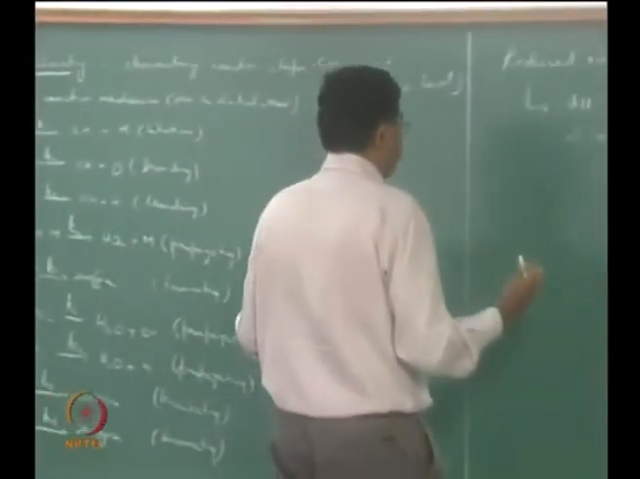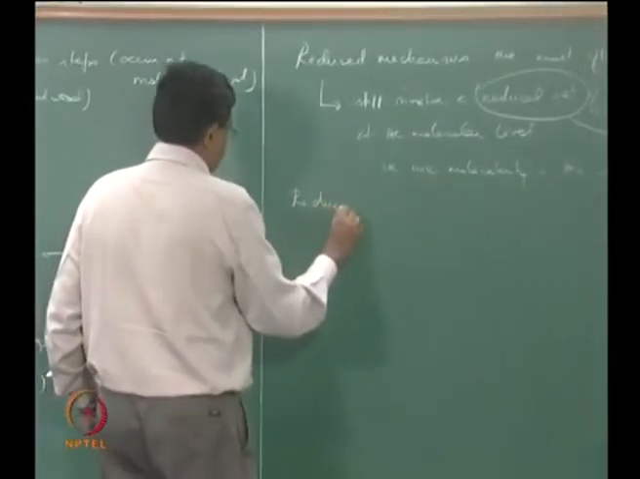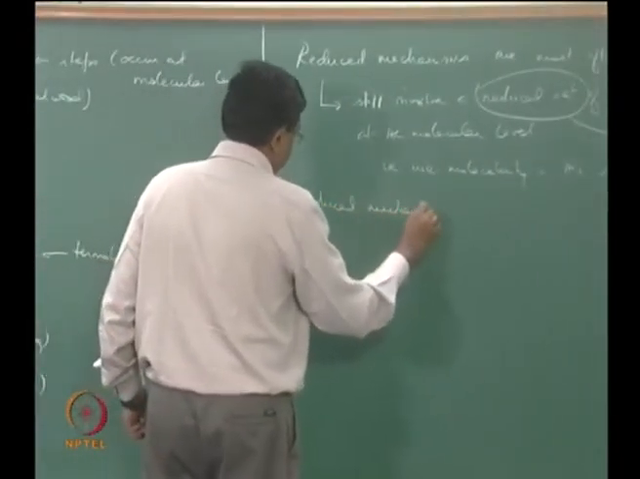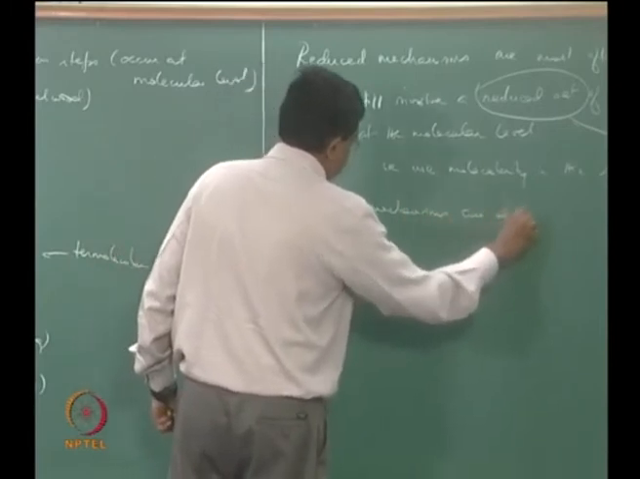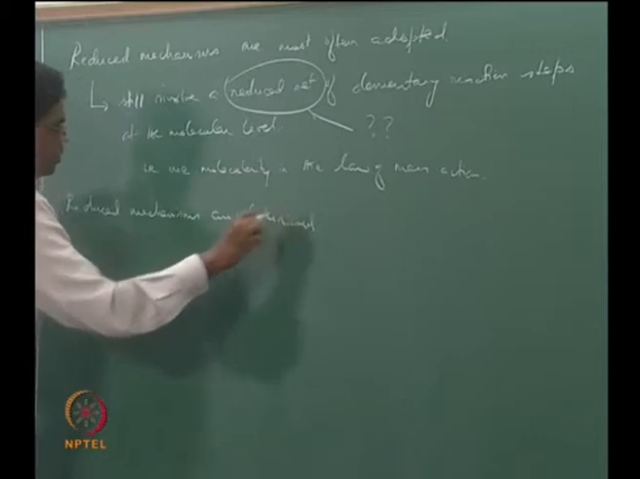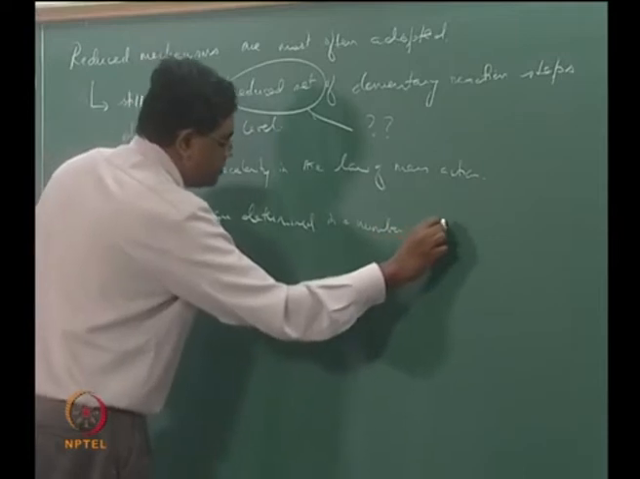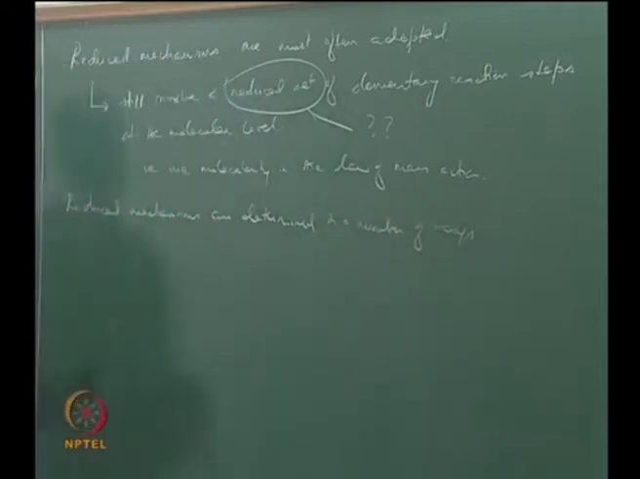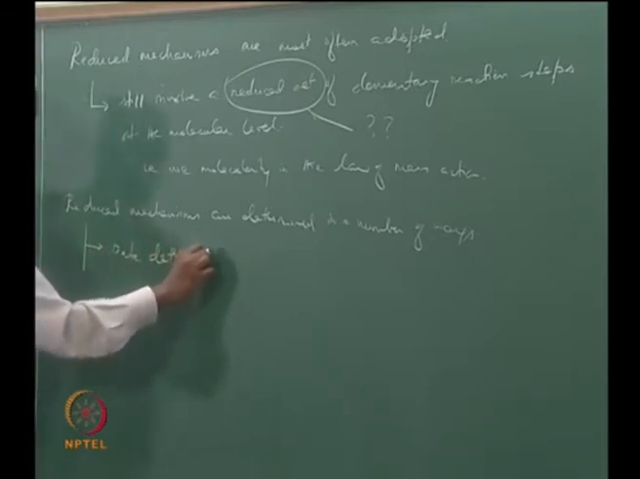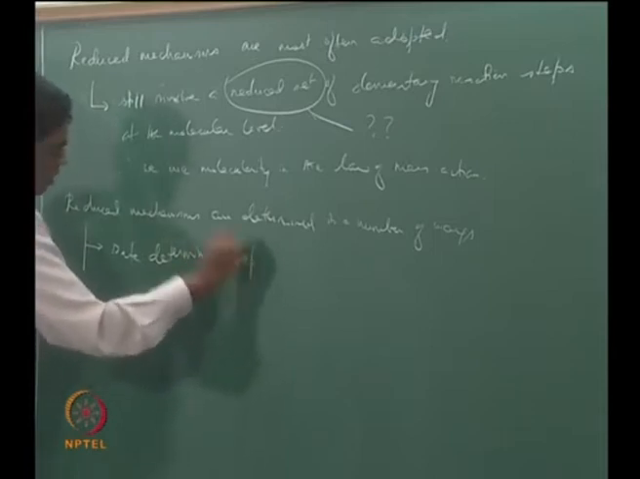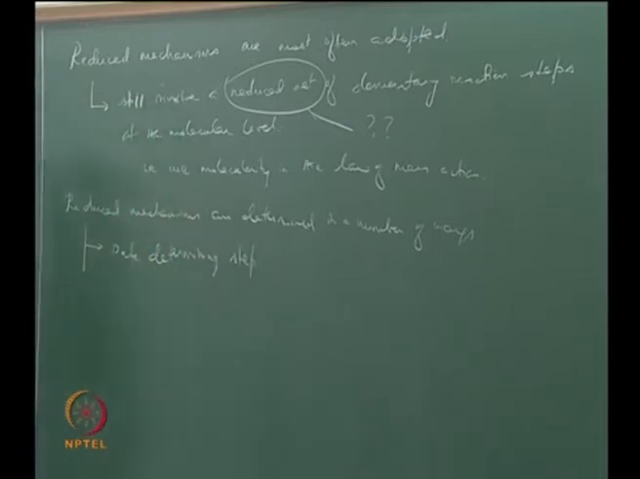So reduced mechanisms are determined in a number of ways. I'm not going to say much more about this, but the easiest for us to think about is to look at the rate determining step. The rate determining step is typically the slowest step that's happening.